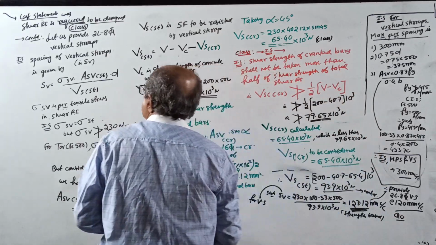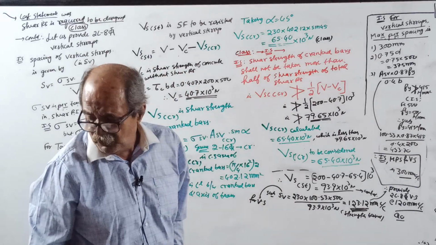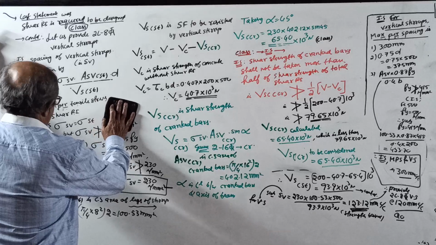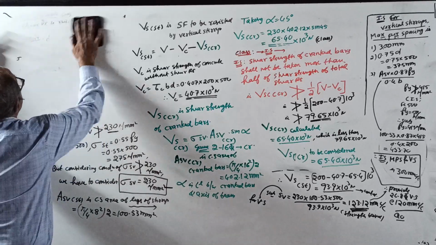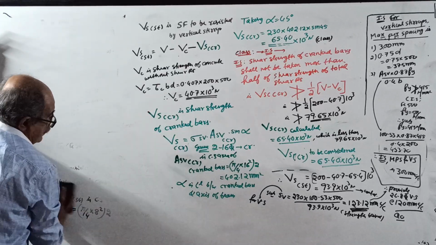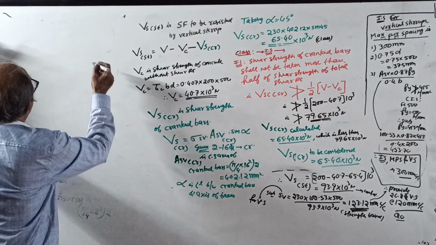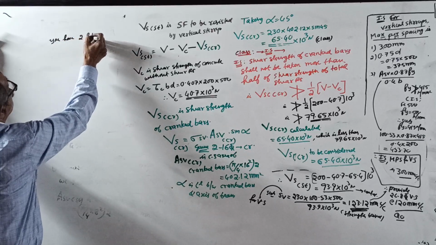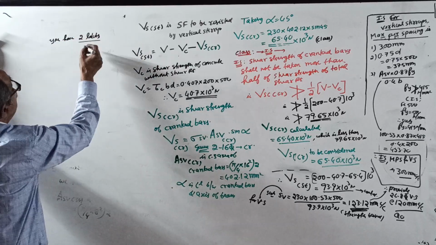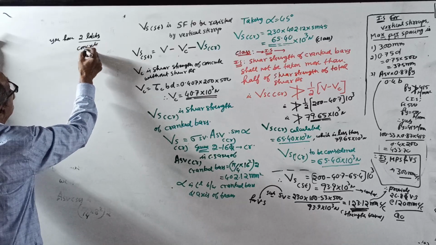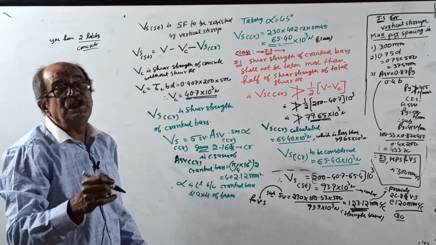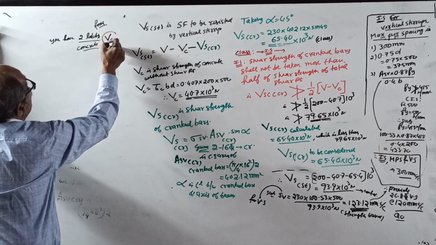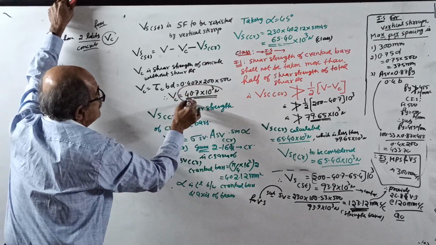Now I will tell you some concept, so understand if your confusion is there regarding this. I will explain with a money matter first. Suppose you have 2 lakhs with you. This is concrete strength. Now it is a force language: this is equal to VC, how much shear force concrete can take.